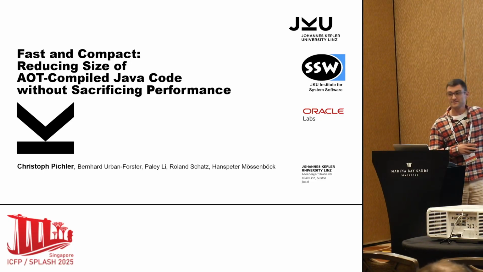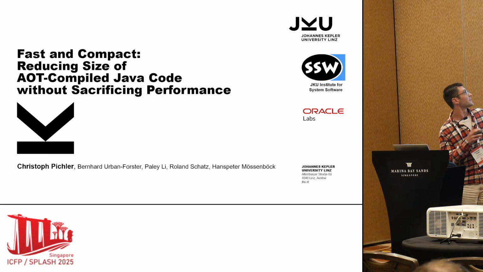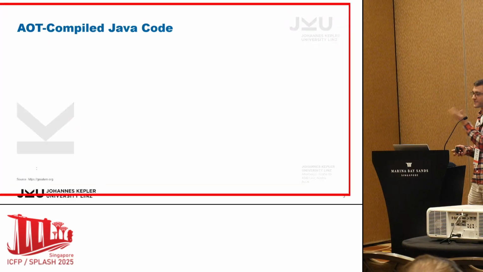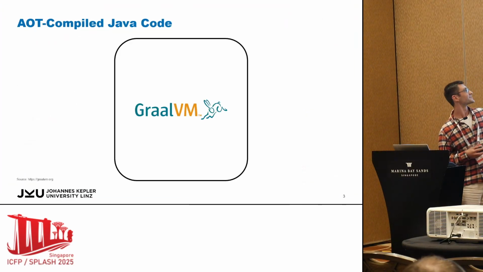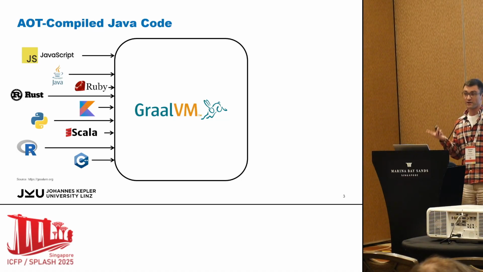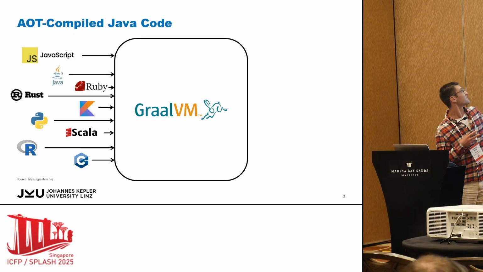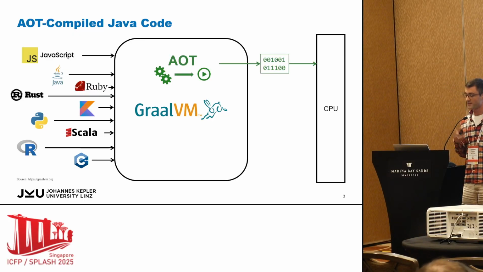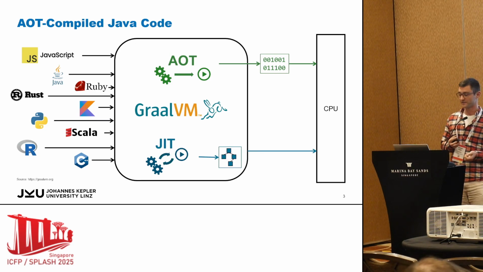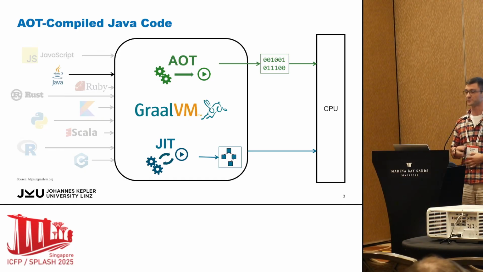As you see, the title is not that fast and compact, so we will break it down a little bit and talk about ahead of time compiled Java code or GraalVM Native Image as already announced. So GraalVM is a polyglot virtual machine, can execute and interpret different languages. There is an ahead of time compiler there. There's also a just-in-time compiler there. And today we focus on Java code.